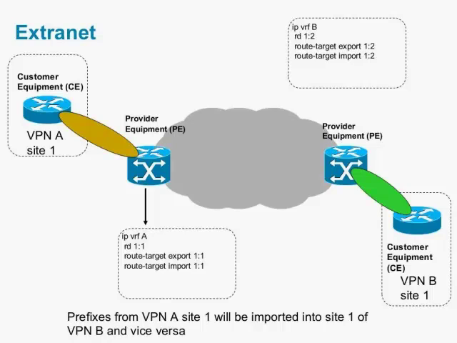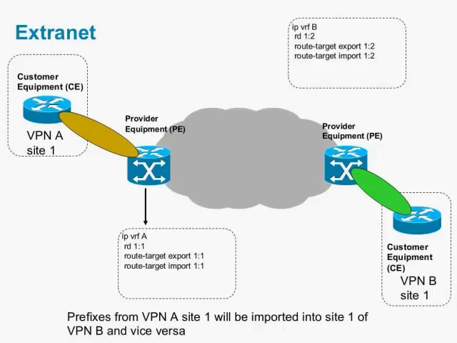This is an example of extranet VPN. As you can see, VPN A and VPN B are different customers connected to different PE devices, and the PE devices are configured with VRF A, RD value of 1:1 and route target import and export as 1:1. Similarly, for VRF B, RD of value 1:2 and route target import and export as 1:2. Now with this configuration, prefixes from VPN A will not be installed in VPN B's routing table, and VPN B prefixes will not be installed in VPN A's routing table.